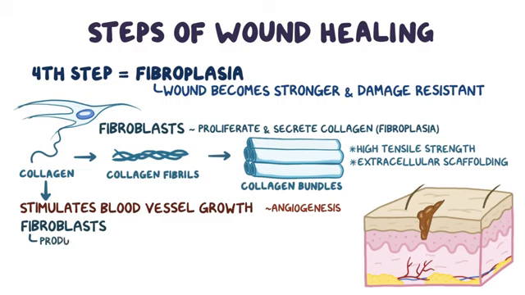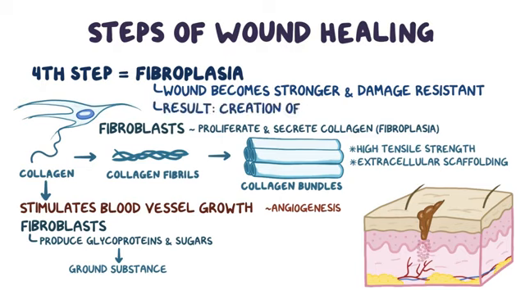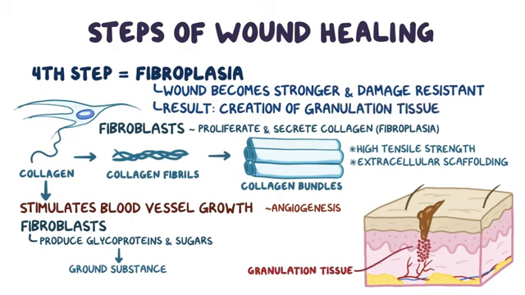Fibroblasts also produce proteins called glycoproteins and sugars that make up the ground substance or cement between the cells in the wound. So, fibroplasia results in the creation of granulation tissue, which is the red tissue that lies below the scab in the newly regenerating dermal layer.